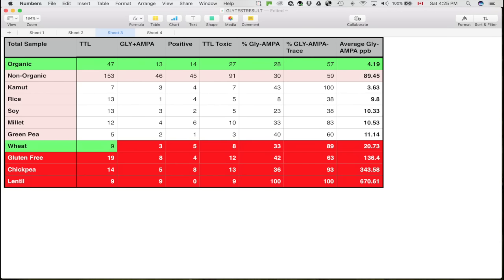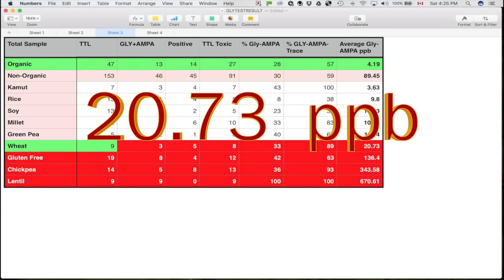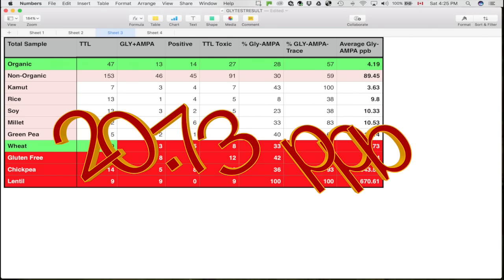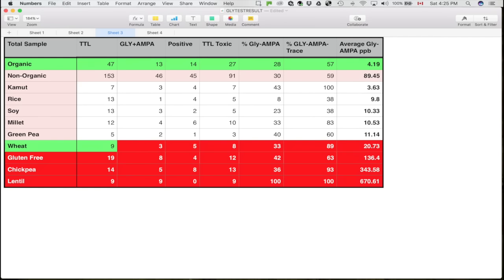So if you add up all of them and divide it by this 9, the average comes to 20.73, higher than all this kamut and rice and soy and millet and green pea, none of which were organic. But the wheat, although organic, is higher than all these others. And this got me puzzled. That's why I put the left side as green. Green means organic, actually. And the red means too much glyphosate. And although the samples were all organic, the readings were too high.